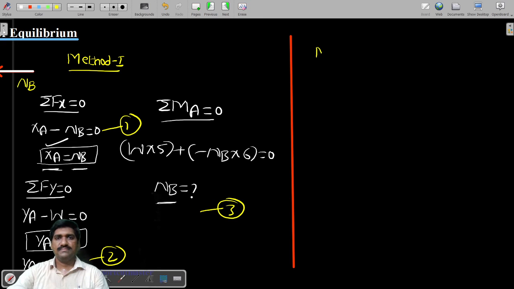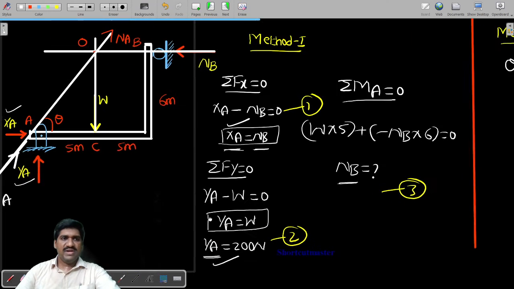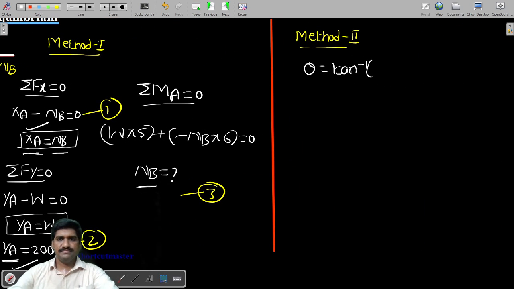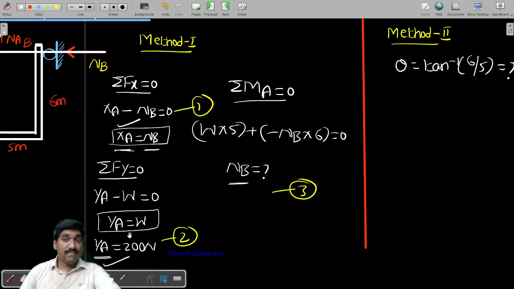Method 2 we have, all of you. So in this method 2, first of all, I'm marking this angle theta because theta is required here. Tan inverse of, we can take it as opposite by adjacent side, that is 6 by 5. We can get some angle. Theta we can bring out because without theta we cannot apply Lami's theorem.